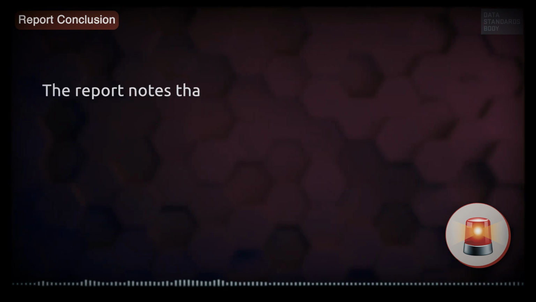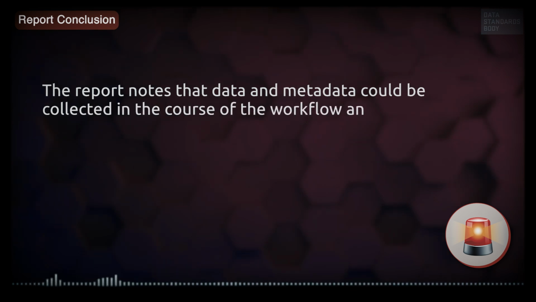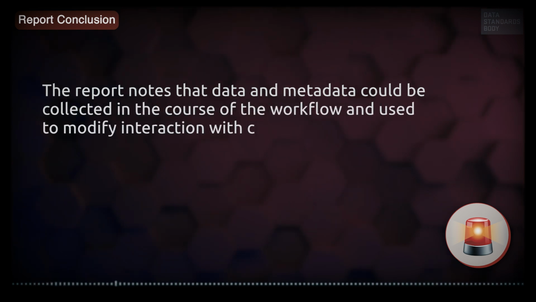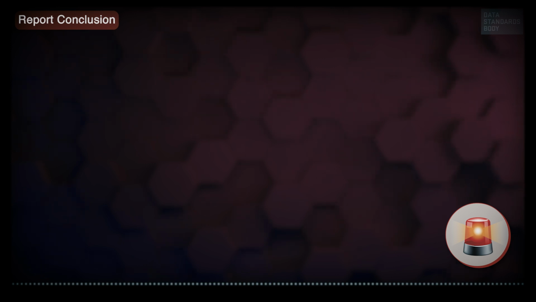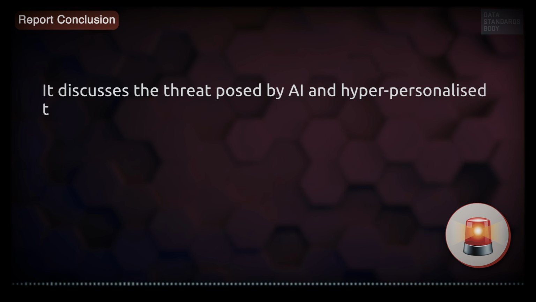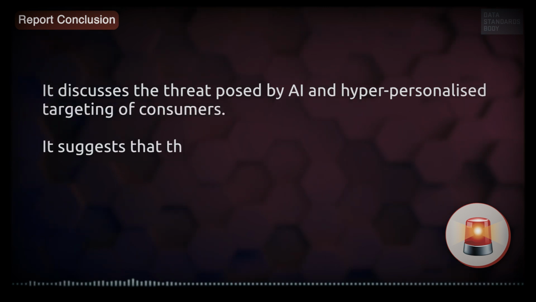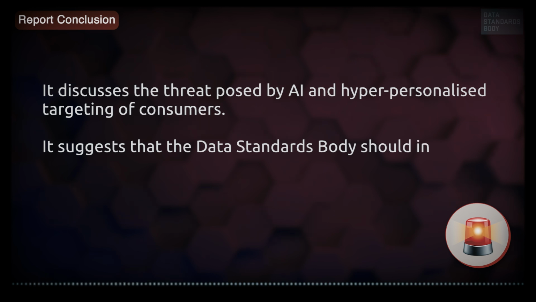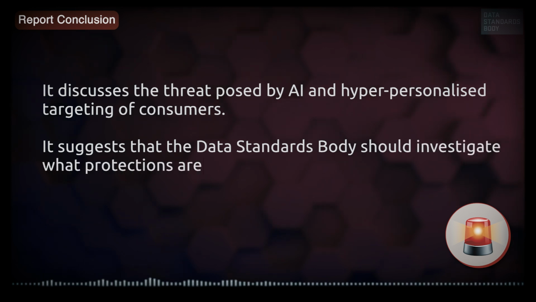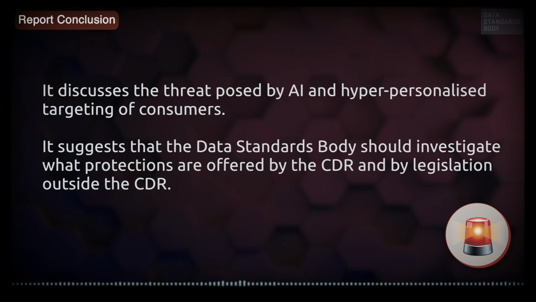The report notes that data and metadata could be collected in the course of the workflow and used to modify interaction with consumers. It discusses the threat posed by AI and hyper-personalized targeting of consumers. It suggests that the data standards body should investigate what protections are offered by the CDR and by legislation outside the CDR.